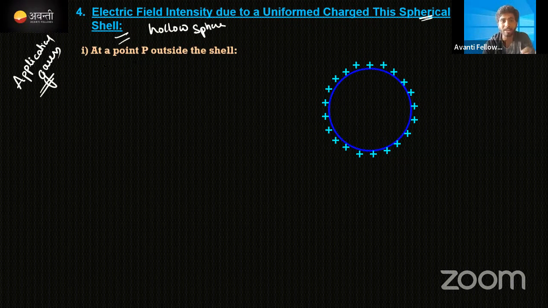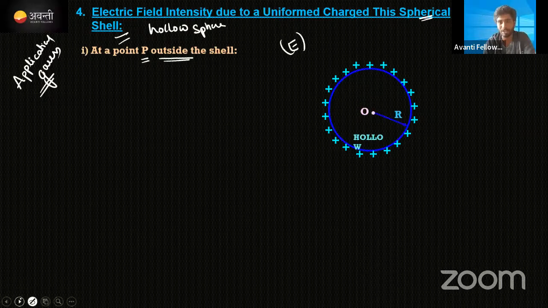We are finding out the electric field intensity. Always in Gauss law we are finding out the value of E only. Okay, the E value we are finding out at point P, which is situated outside of the shell. ये shell है, outside of the shell we are considering. Correct ना? Wait, देखो, the center of the sphere and this is the radius of the sphere. The hollow sphere मैंने बोल दिया.